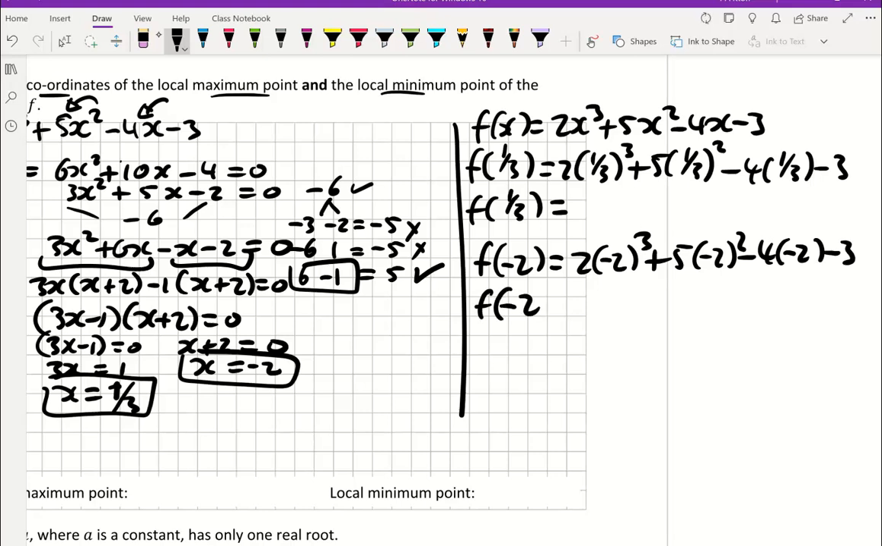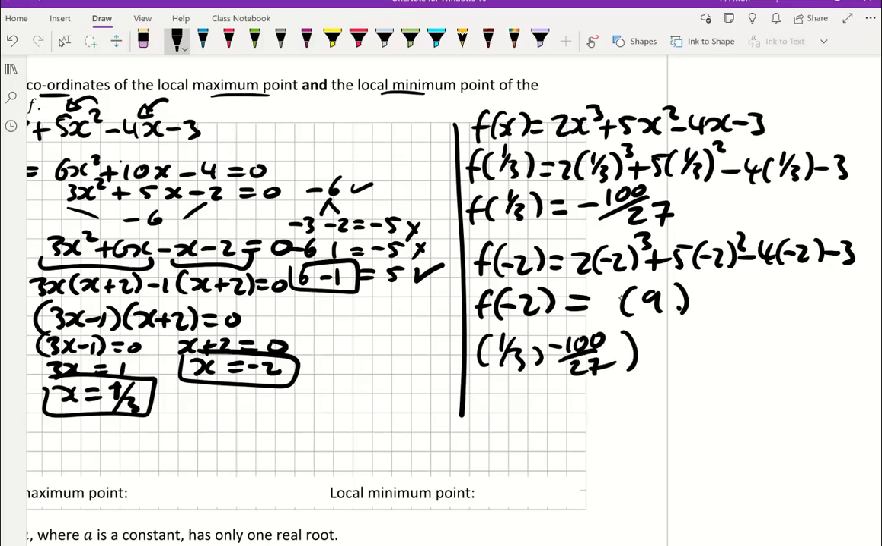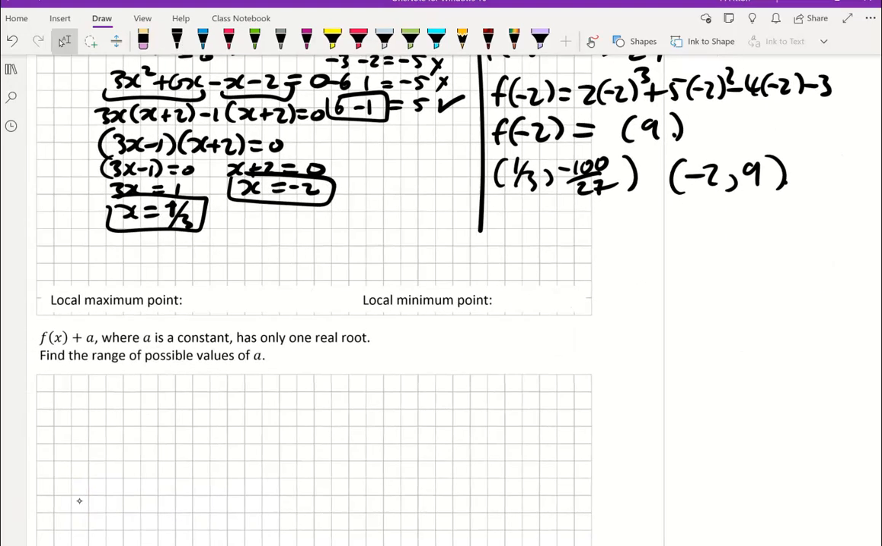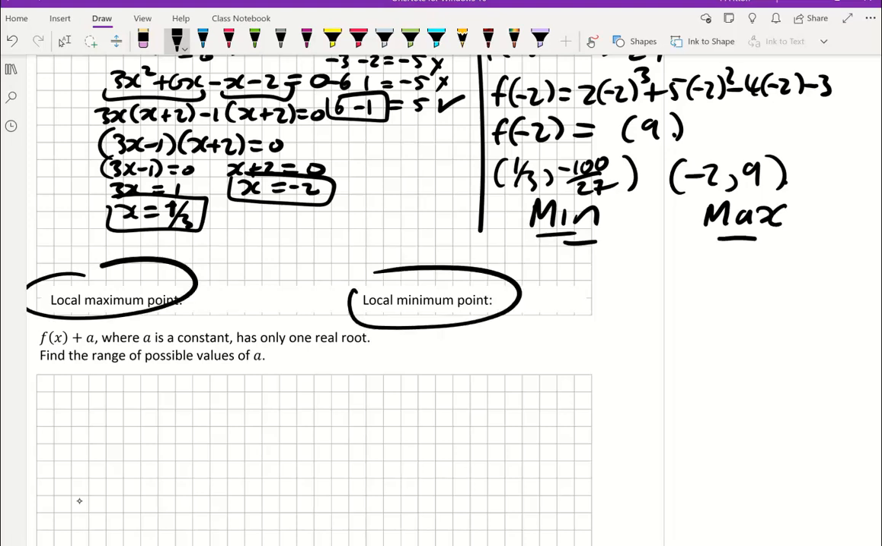Perfect. So f of minus 2 is equal to, so you get minus 100 over 27, and I get 9. Okay, so my 2 points there will be 1/3, minus 100 over 27, and minus 2, 9. It's pretty obvious which is which. The minus 100 over 27 is obviously further down the y-axis, so that's going to be our min. So that makes this our max. Of course, you're supposed to put them in here.